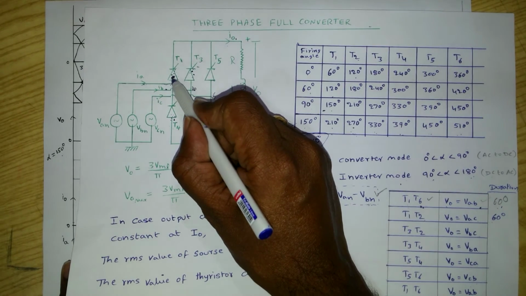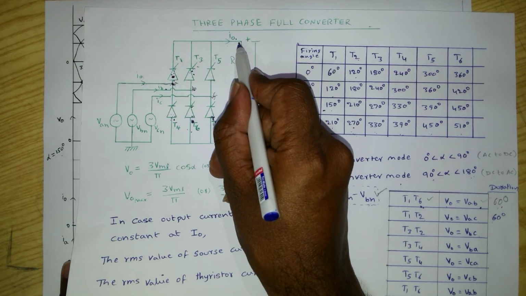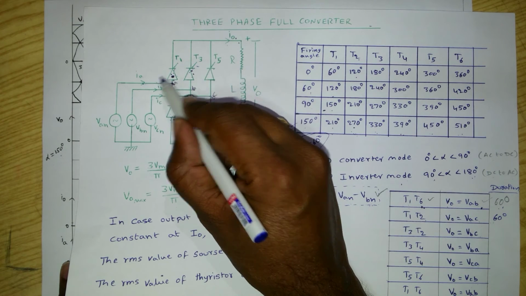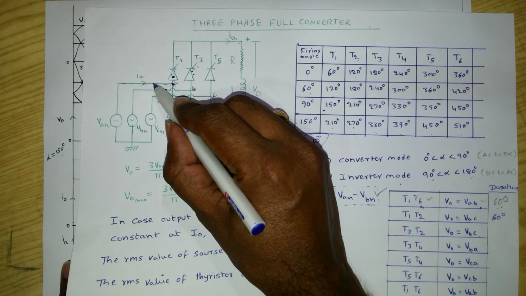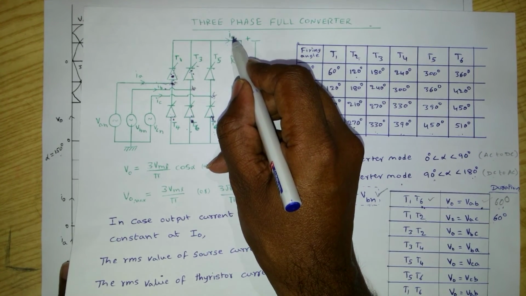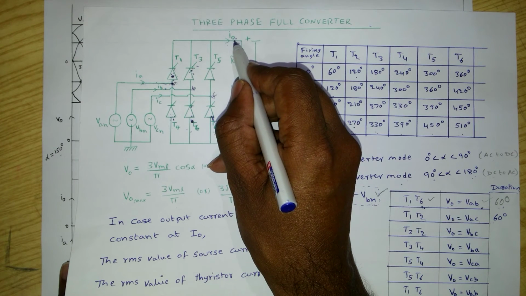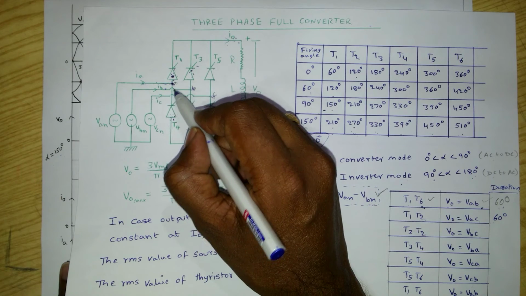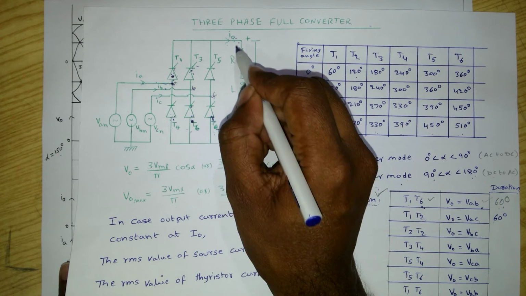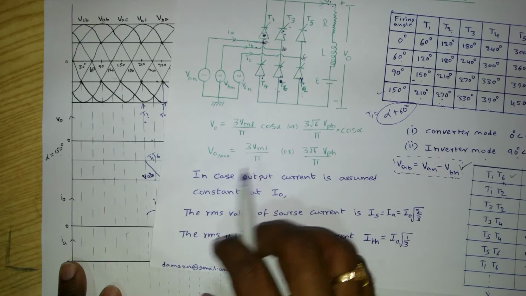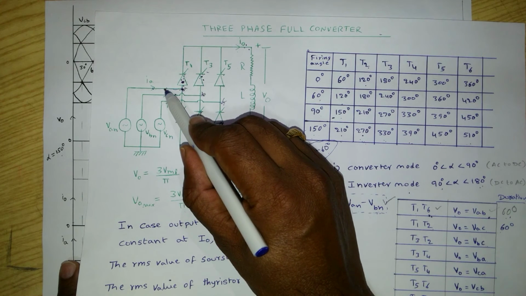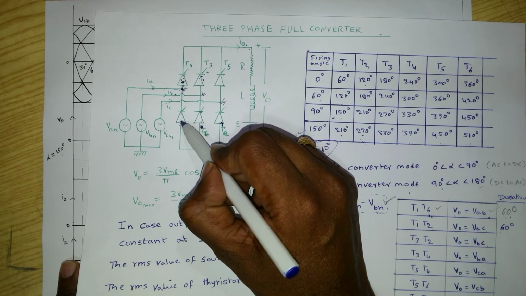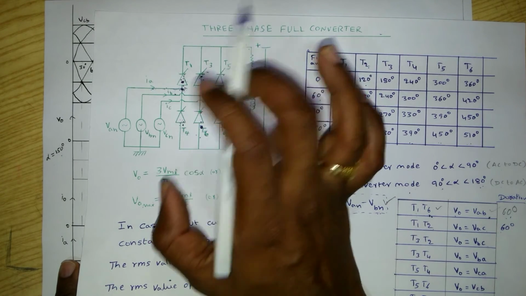Now how to draw the load current IA? Let us see. While T1 is conducting, IA is the same as I0. If I0 is positive, IA is positive. While T4 is conducting, IA is minus of I0. I0 is always positive here, right? So if T1 is conducting, IA is positive. If T4 is conducting, IA is negative. If T1 and T4 are both not conducting, IA is 0.